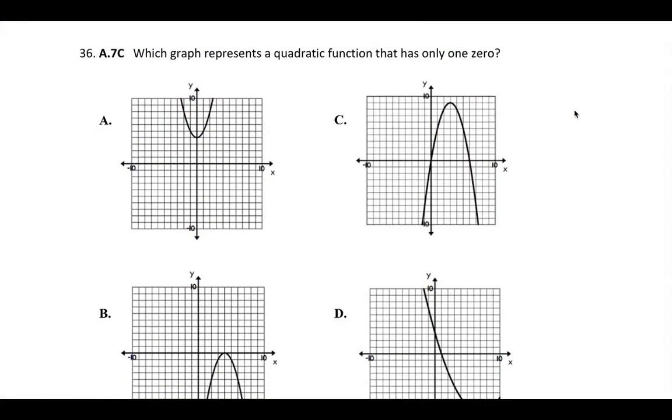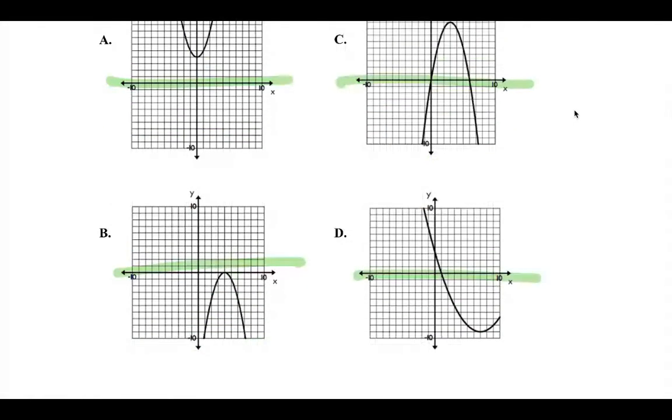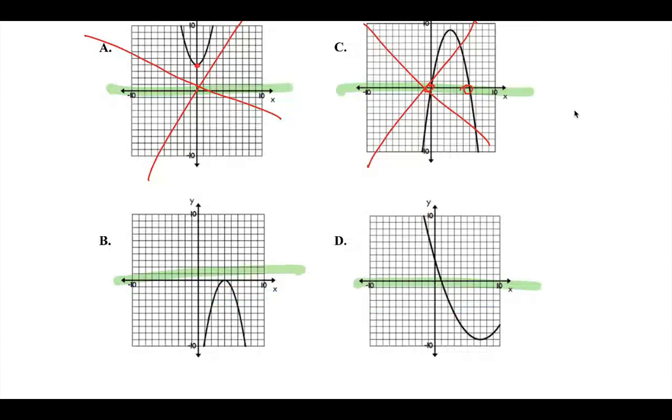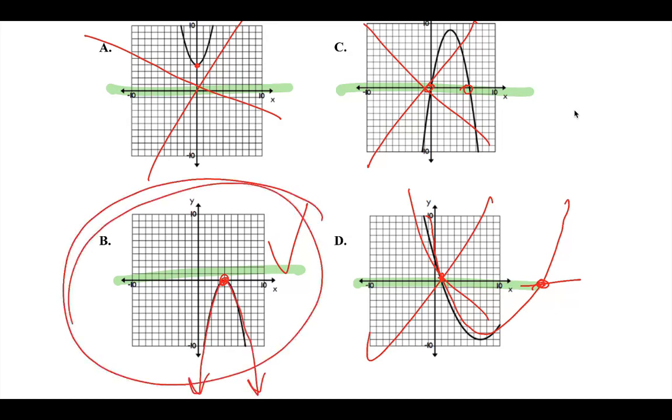Which graph represents a quadratic function that only has one zero? That means it crosses my x-axis once. So I'm looking for one that crosses one time. This one is never going to cross. This one has 2 solutions. This one crosses one time. This one crosses once, but we're only getting a picture of the graph. If I zoom out, you're going to see that it's going to cross again over here. So that one's out. This one, if I were to keep zooming out, would just keep going down. It's never going to come back up. So the correct answer is B.